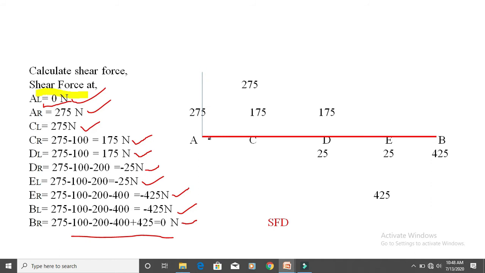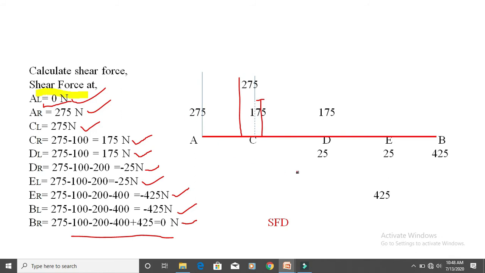So A right is plus 275 Newton, which means you should draw one vertical line of 275 Newton. Then next, C left is 275 Newton and C right is 175 Newton. You should draw vertical lines. This dotted line shows the 175 Newton value and the vertical line shows 275 Newton, meaning this 275 Newton value is from top to baseline and this distance is regarding the 175 Newton.